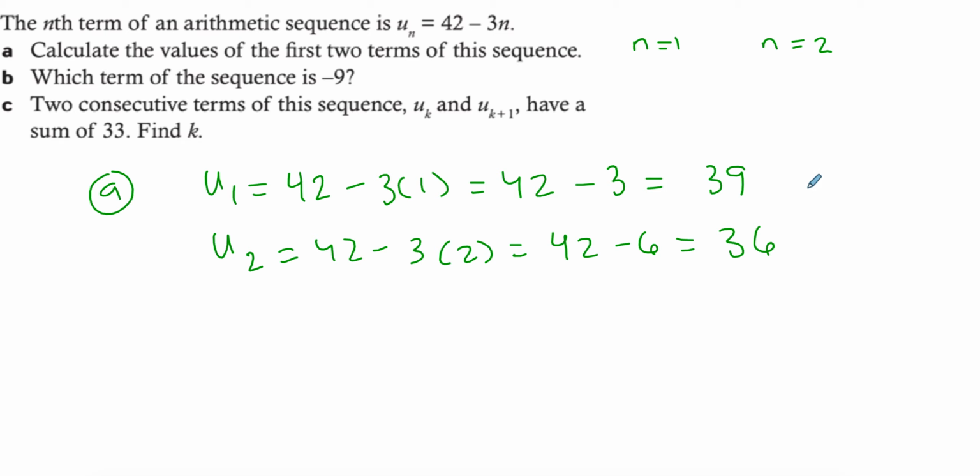So quite straightforward, and you can easily check that your common difference between u1 and u2 is -3. So if I lay it out u1, u2, you have 39, 36. So the difference is -3, which is why we have a -3 here. So that was quite easy.